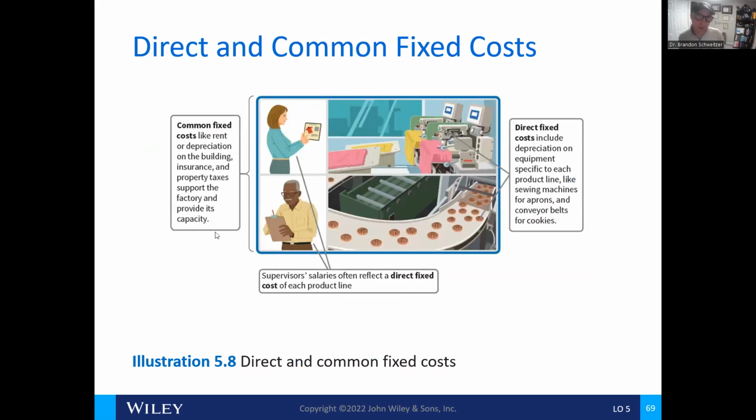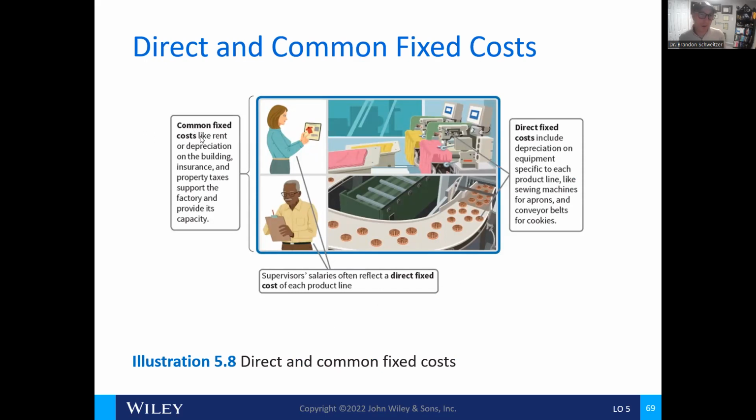Direct and common fixed costs look like this. Supervisor salaries is a direct fixed cost. So again, the supervisor's salary is directly related to the manufacturing process. Direct fixed costs include the depreciation on equipment specific to each product line based off of the equipment being used in the manufacturing process.